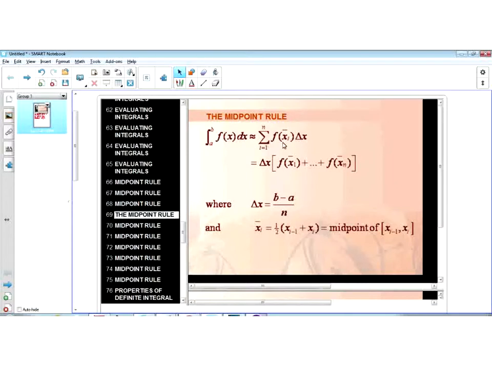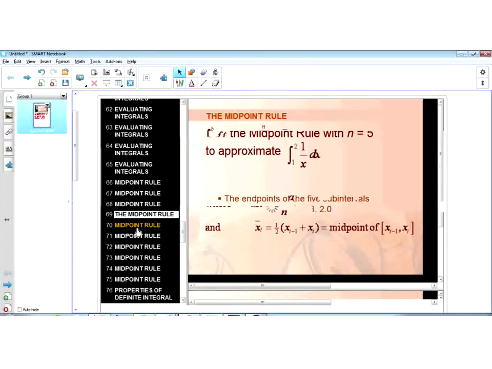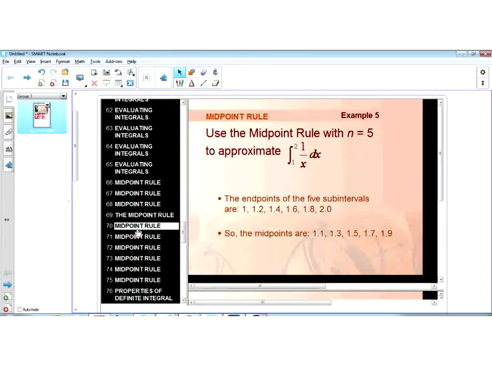So we can approximate the integral as a finite sum of rectangles where xi is the midpoint of the interval. Here it is. Delta x again is the same, but your xi bar is the average of the endpoints of a subinterval on your partition. So it's the midpoint of the interval. You'll have WebAssign questions which ask you to use the midpoint rule to calculate the areas under the curve. So use the midpoint rule to evaluate this integral.